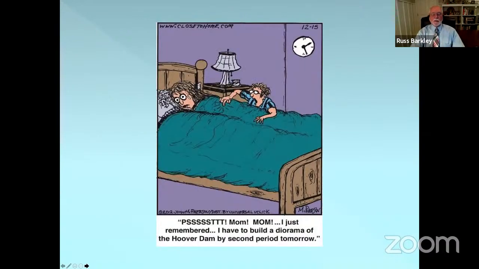And I illustrate it very nicely by this cartoon from closetohome.com that shows this preteen running into his mom's bedroom at, what is it, 2:30 in the morning on that clock? And look at what he's saying. "Mom, mom, I just remembered I have to build a diorama of the Hoover Dam by second period tomorrow." It's a good thing Walmart's still open, huh?